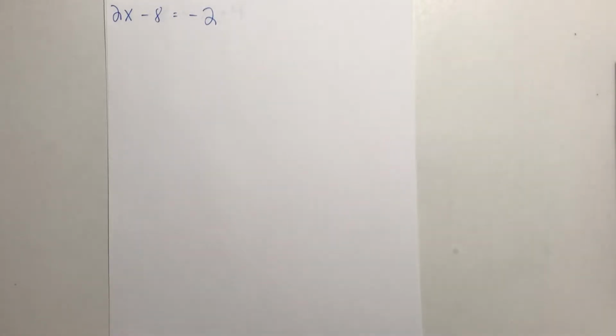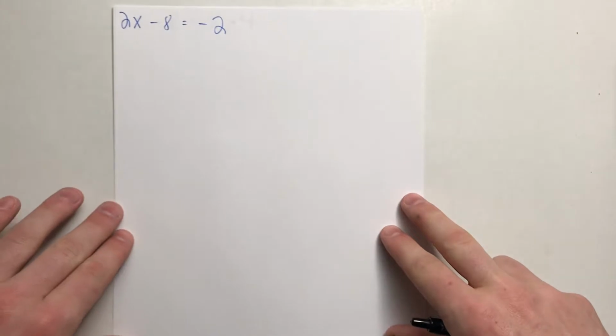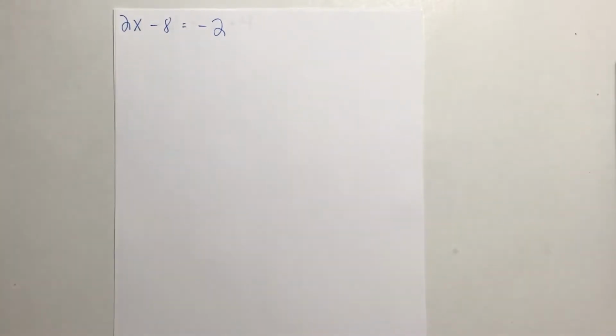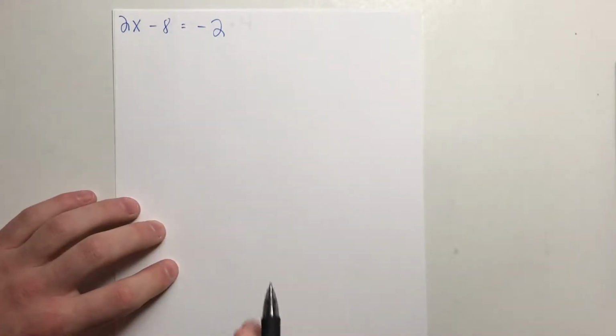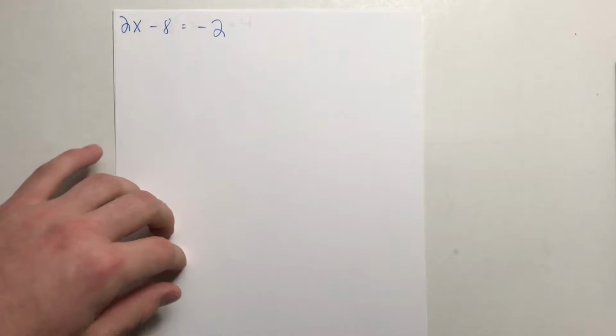I'm going to work two examples and I'm just going to go super slow and show all my work just so that we have a decent foundation. And then we're going to get into some other stuff, some inequalities and stuff like that.